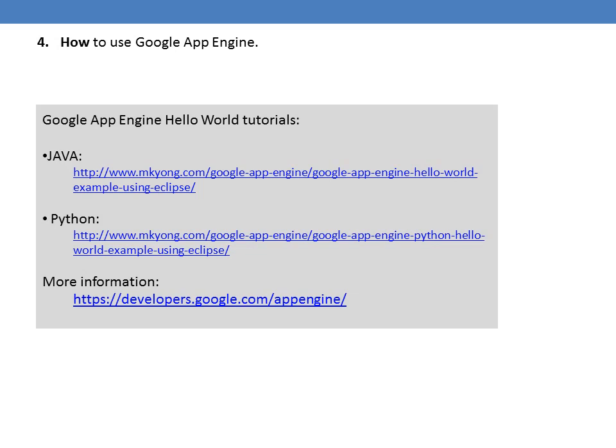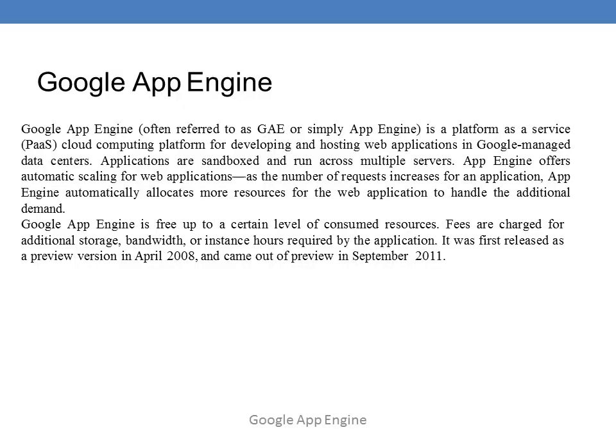So here there are different types of URLs to provide different languages, Java, Python, with more information. Google App Engine, referred to as GAE, or simply App Engine, is a platform as a service cloud computing platform for developing and hosting web applications in Google managed data centers. Applications are sandboxed and run across multiple servers.